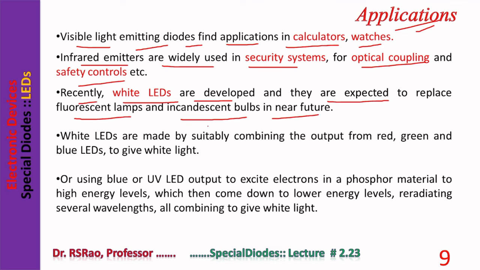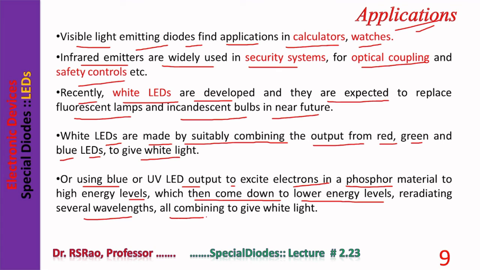White LEDs are made by suitably combining the output from red, green, and blue LEDs to give white light, or using blue or ultraviolet LED output to excite electrons in a phosphor material to high energy levels, which then come down to low energy levels, re-radiating several wavelengths, all combining to give white light.